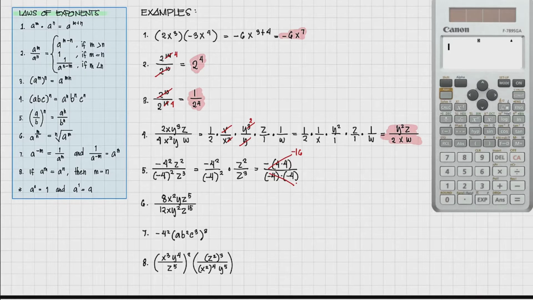Okay, so what about the z terms? So we have here z squared, so we could cancel it because the denominator is much bigger. So z cubed. So we're going to cancel out the exponent. 3 minus 2, you'd be left with 1. So rewriting it here, so we have 1 over z raised to 1. So any number raised to 1 is just equal to itself. Right here, a raised to 1 is equal to a.